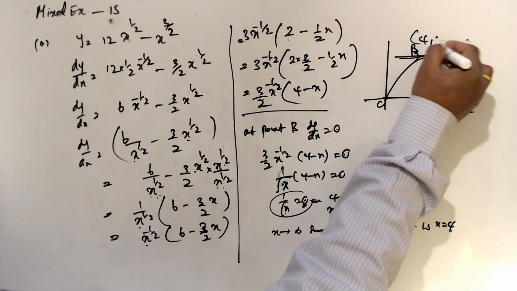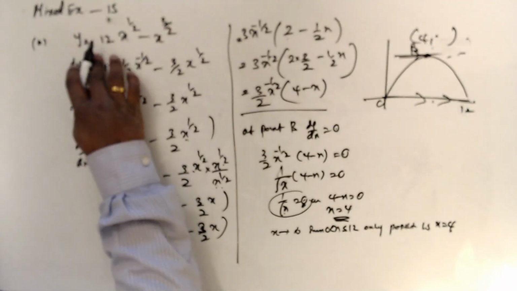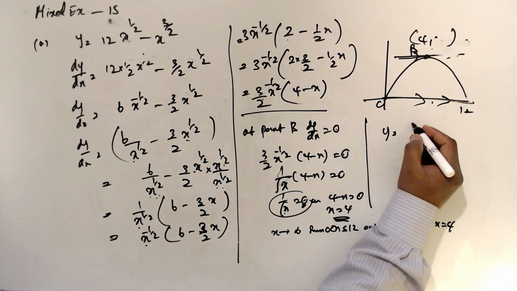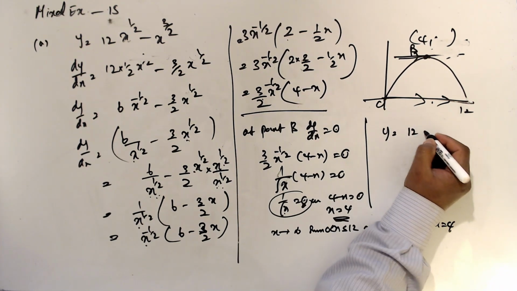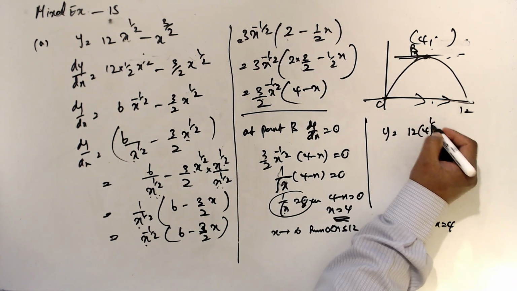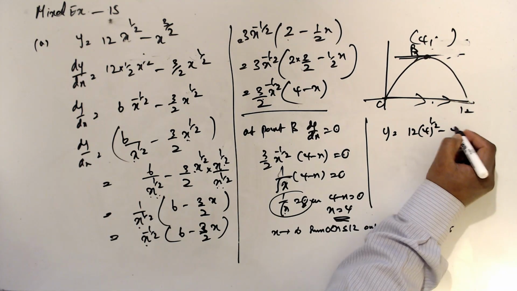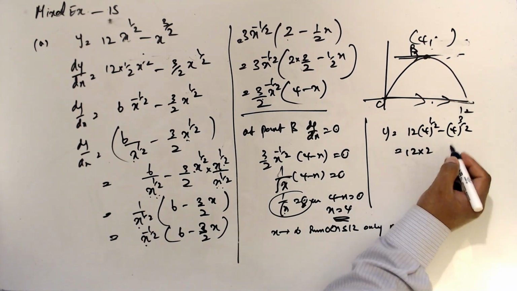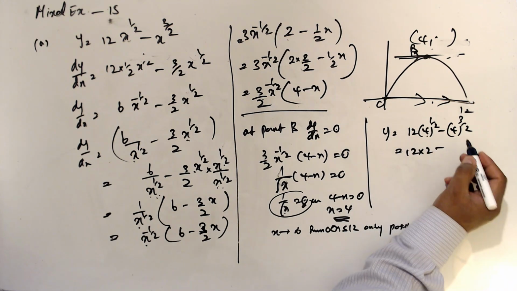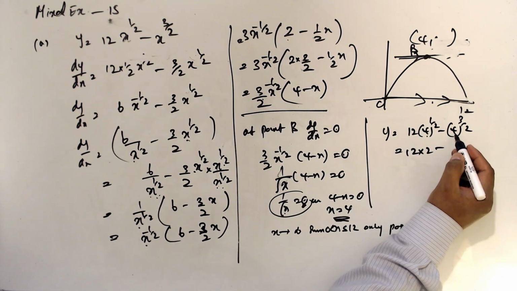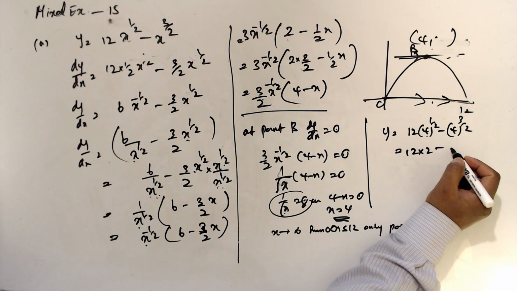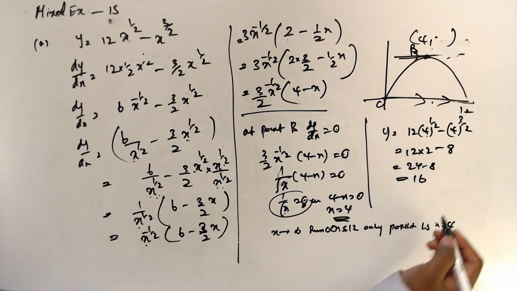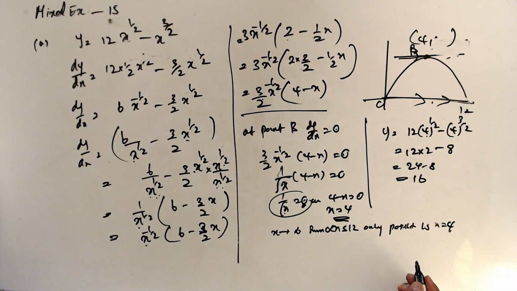The x value is 4. Then when we substitute here, we can find the y value. y equals 12 times 4 to the half minus 4 to the 3 over 2. This is 12 times 2, since square root 4 is 2. This is square root 4 cubed, 2 to the power 3, which is 8. So 24 minus 8, that is going to be 16.